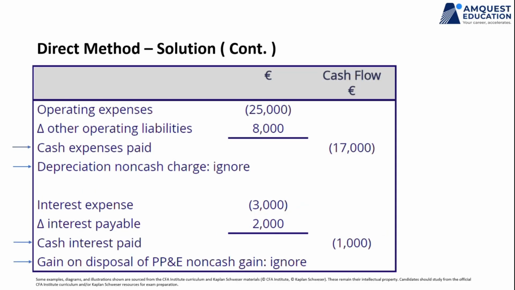Now we can do the same thing for operating expense. Your operating expenses were 25,000, but your other liabilities increased by 8,000, which means you have to pay 25,000, but you did not pay 8,000. Your net cash outflow was only 17,000. Increase in liability means you have not paid the money. Now, same thing for interest expense. Depreciation, obviously, we won't charge, it is non-cash.